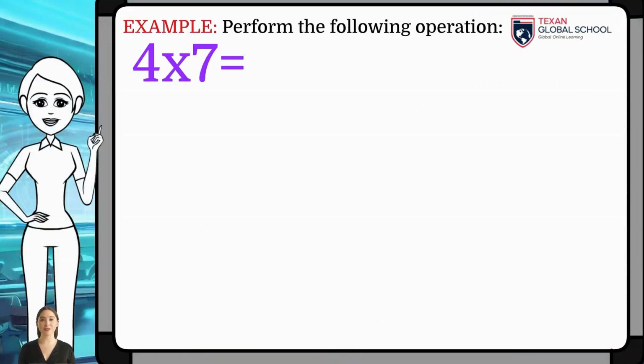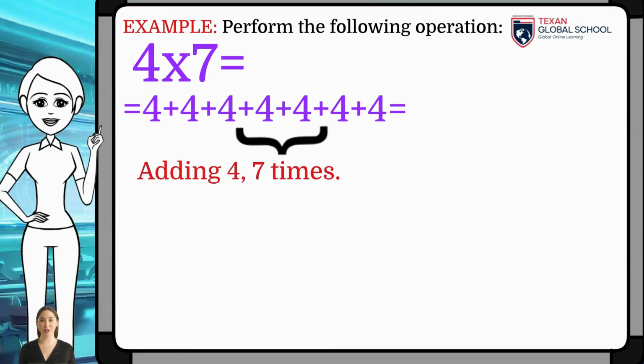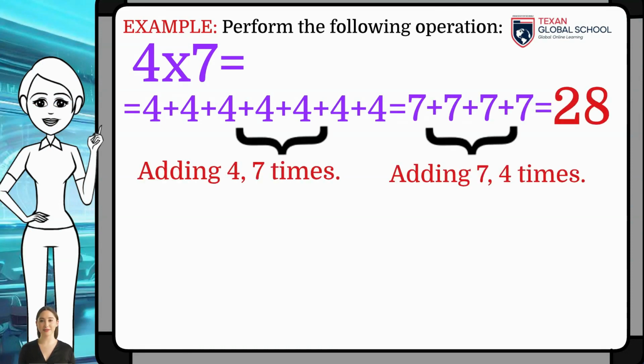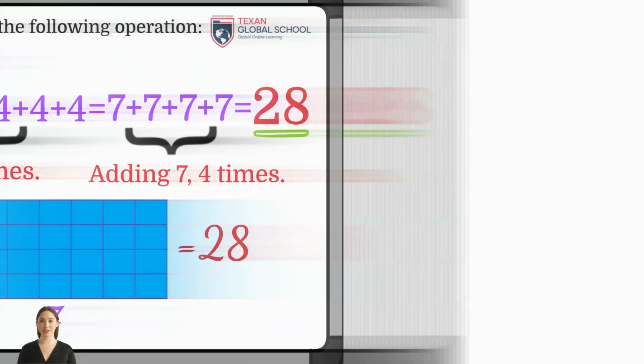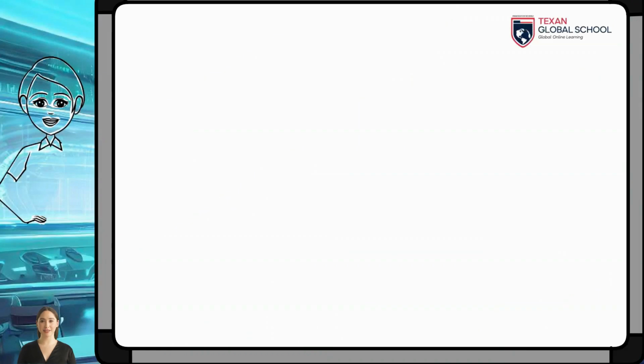Now, multiply 4 by 7. We add 4 7 times, or we add 7 4 times. Therefore, 4 times 7 is 28. The model represents 4 rows by 7 columns, so we have 28 ones. Hence, we can conclude that 4 times 7 is 28.